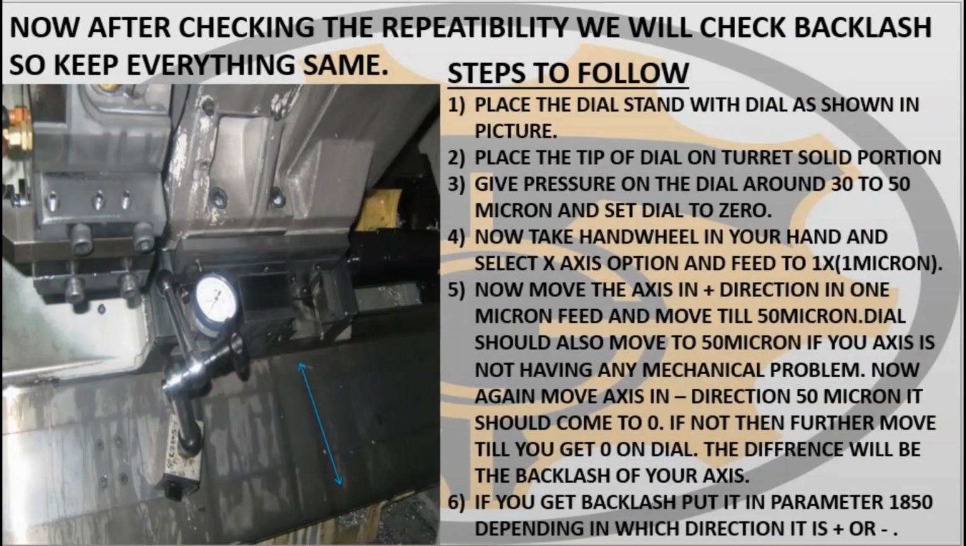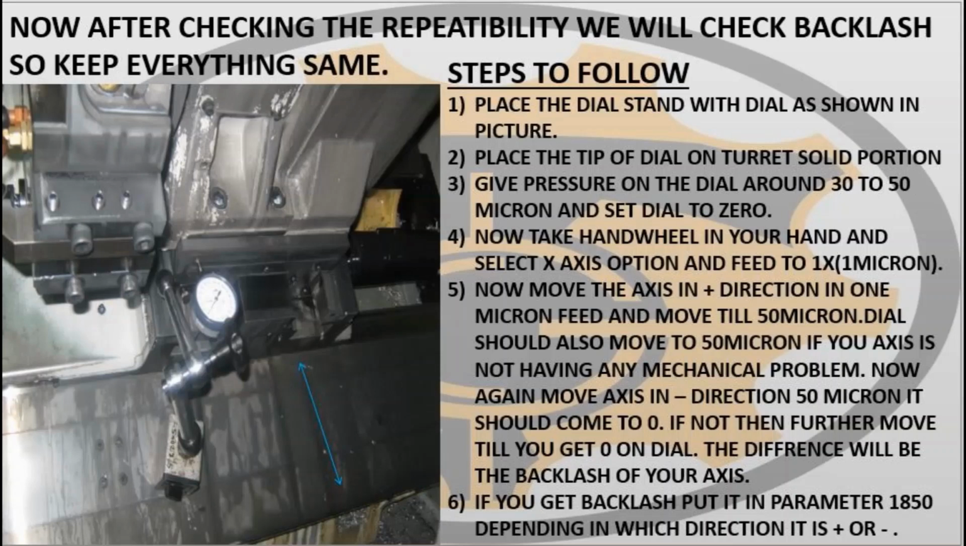Now if you want to check the backlash of the axis, keep everything the same as you did previously for checking the repeatability and follow the steps. Same, give pressure on the dial of around 30 to 50 micron. Now take the hand wheel in your hand, select the X axis option and feed to 1x, that is for 1 micron. Now move the axis in the positive or negative direction, whichever you want. In my case I will be moving in the plus direction. I'll go to 50 micron in the plus direction. You can go up to 100.